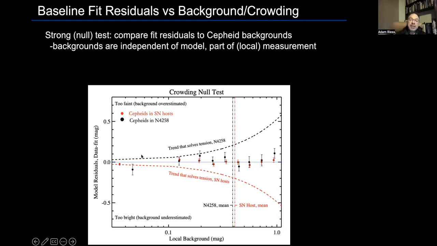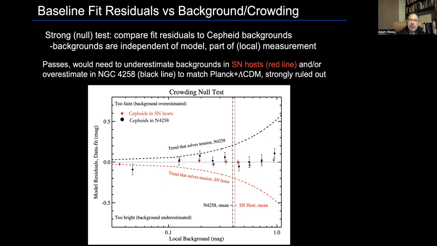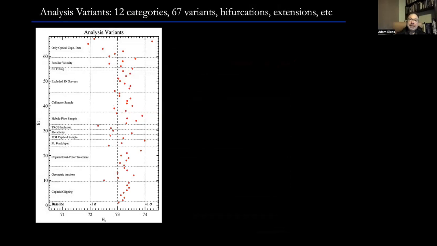If we were overestimating in the anchor galaxy, NGC 4258, we'd expect the black points to follow the black line. And instead, we see everything's quite consistent with 0. It's also hard to cook up a way where you would overestimate the backgrounds in galaxies that hosted supernovae, but then not do the same in the maser host NGC 4258. So this is a pretty strong test at this point. And at this point, we can really rule out impact of this as a systematic.